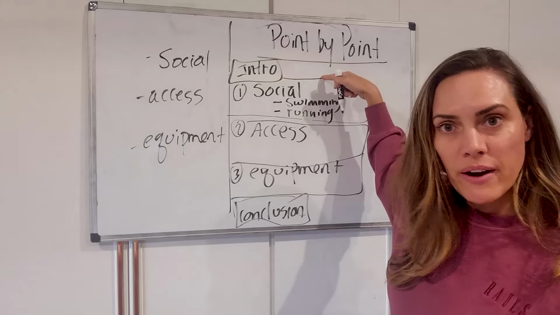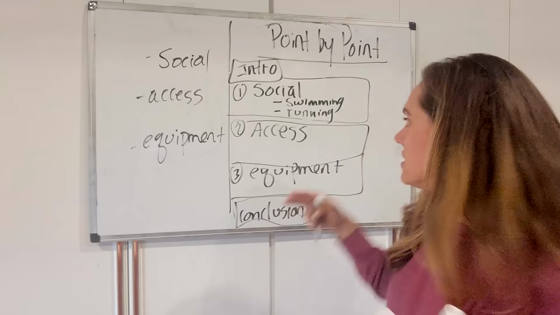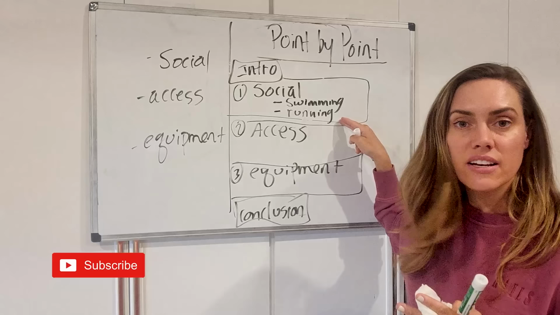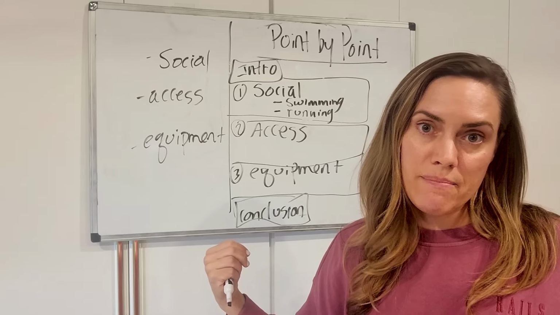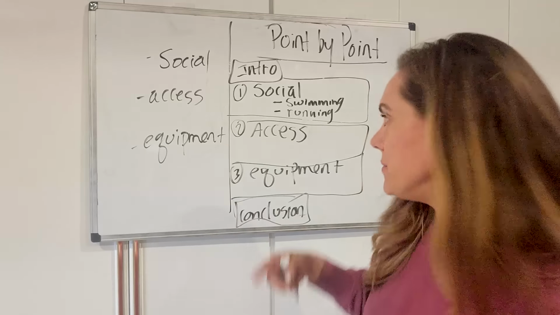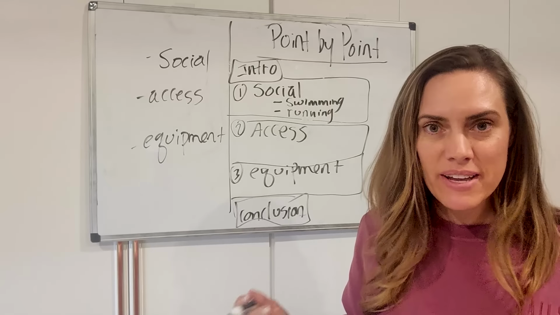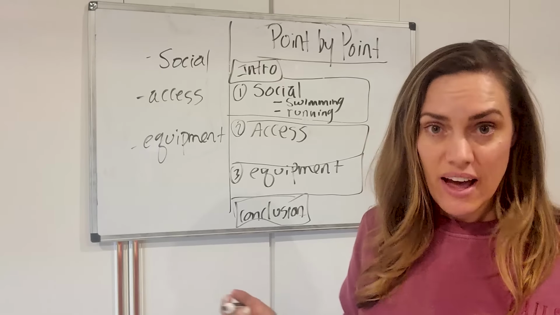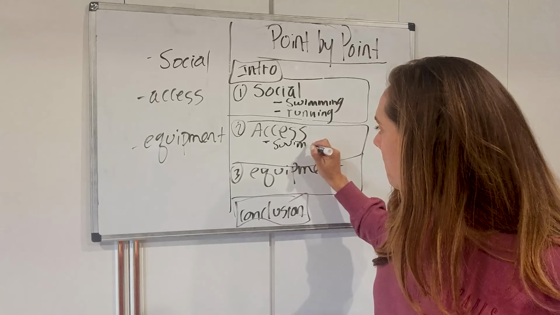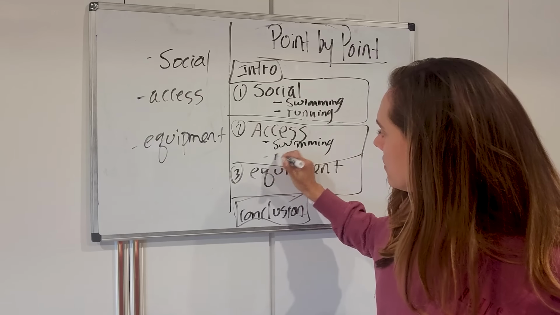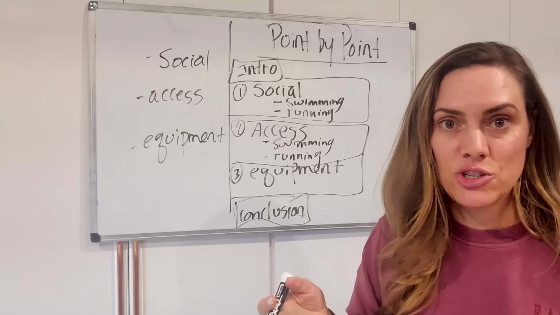So in the first body paragraph, I'm going to focus on the social benefits of swimming and the social benefits of running. I'm going to compare them or I'm going to contrast them. You'll see in my paper what I do. It's up to you what you want to do. Access. What am I going to be talking about in that paragraph? I'm going to be comparing or contrasting swimming and running. But I'm going to focus on access to the sport.